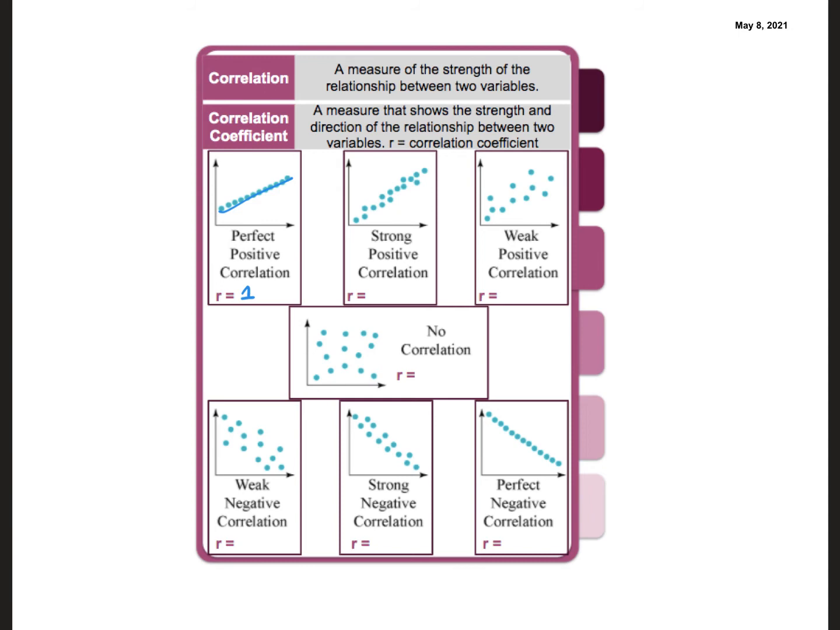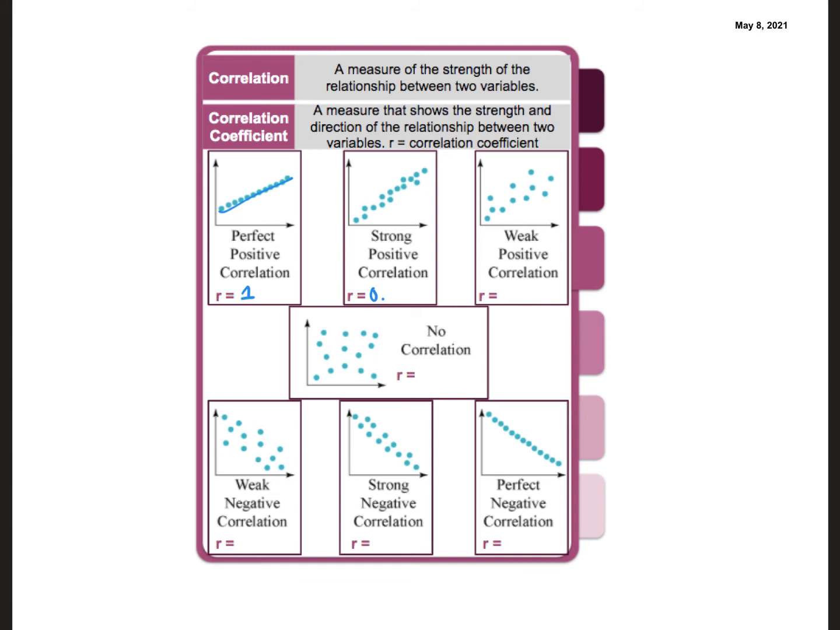If it has a strong positive correlation, it's still going in the same direction, and your dots are pretty close together, but they don't form a perfect line. This will have a bigger number, a number that's close to 1, but it's going to be a decimal. So it'd be like 0.8. Again, it should be a positive number and it should be close to 1.